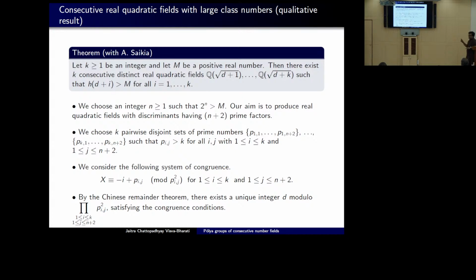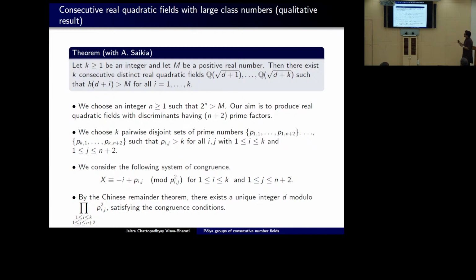So for a given m, we choose an integer n such that 2 to the power n is bigger than m. We want to ensure that the d+1 up to d+k that we want to cook up will have at least n+2 distinct prime factors appearing to an exponent of 1, because whenever we take a square root, those primes we want to keep there. So for that we choose some pairwise disjoint sets of prime numbers, each consisting of n+2 primes: p_{1,1} up to p_{1,n+2}, then p_{2,1} up to p_{2,n+2}, likewise p_{k,1} up to p_{k,n+2}.